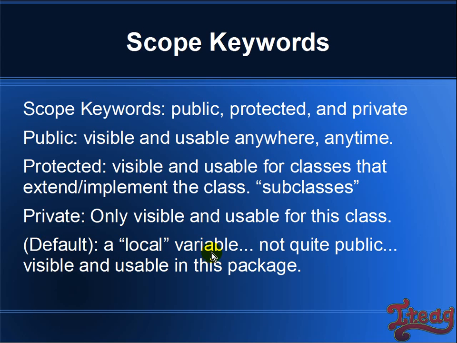It's a local variable, all right? It's not quite public. It's pretty close. But it's visible and usable only in this package, okay? So once the package is built, a local variable of the class type is not seen. So it's usable, but only for the current package. All right.